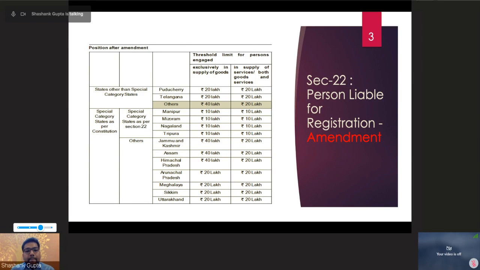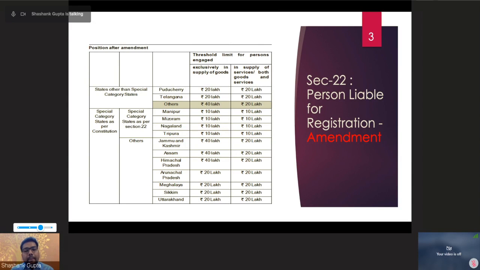Now, one difficult thing for all of you will be to learn this chart by heart, because for different states, different turnover limits have been prescribed. So, for supply of goods, in some states it is 20 lakh, in other states it is 40 lakh, in some states it is 10 lakh, and for supply of services or goods as well as services, it is 20 lakh or 10 lakh.